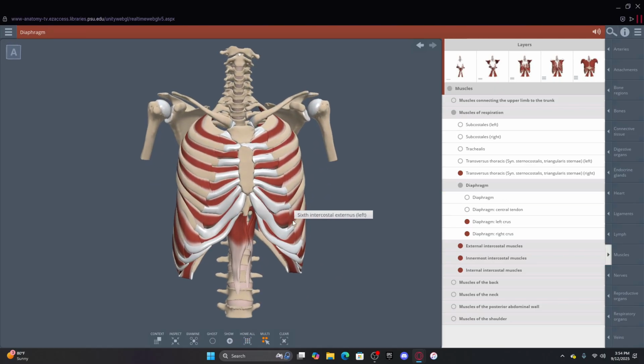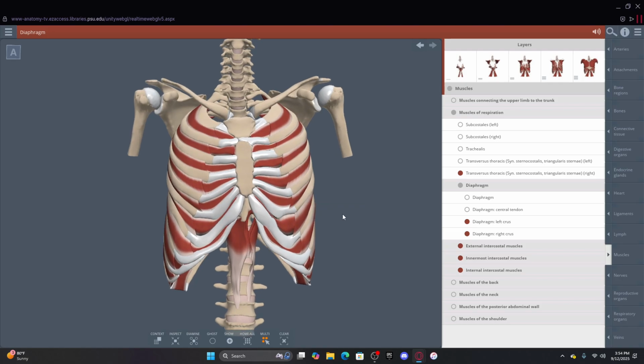I'm going to start anteriorly, looking at internal intercostals. These are more medial. And then we have external intercostals, which are more lateral. So that's exactly how we're going to pin them. External intercostals, more lateral; internal intercostals, more medial. And it says intercostal internus, right?